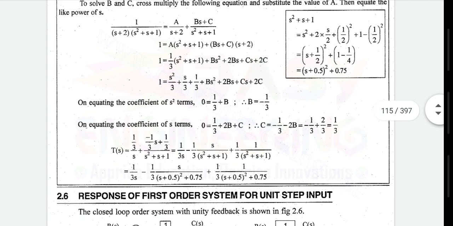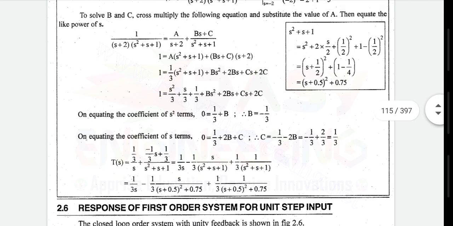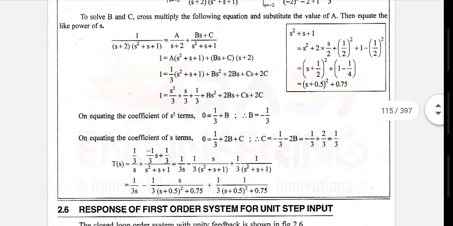So the denominator term is remodified here. Now we have to find the numerator values, b and c values. Okay, how are you identifying b and c values?